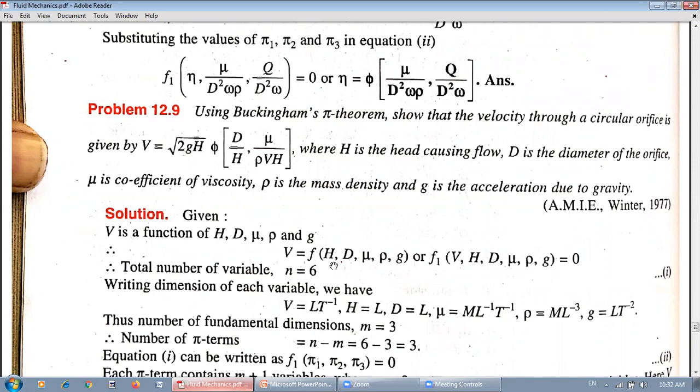g, h, d, mu, rho, and v. V is repeating again. So v, h, d, mu, rho and g. So they have considered a total of 6 variables. Once we get these, the total number of variables is n equal to 6. The number of pi terms is n minus m. So a total of 3 pi terms are there.